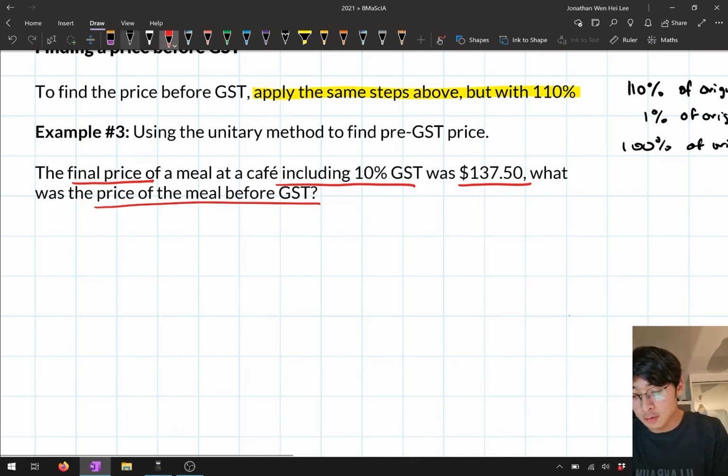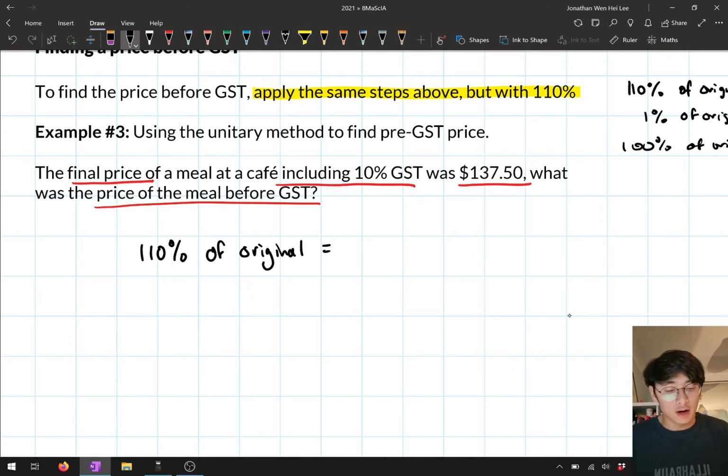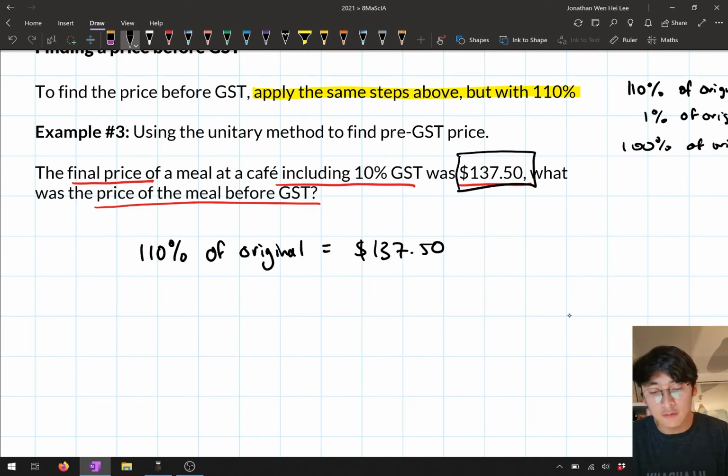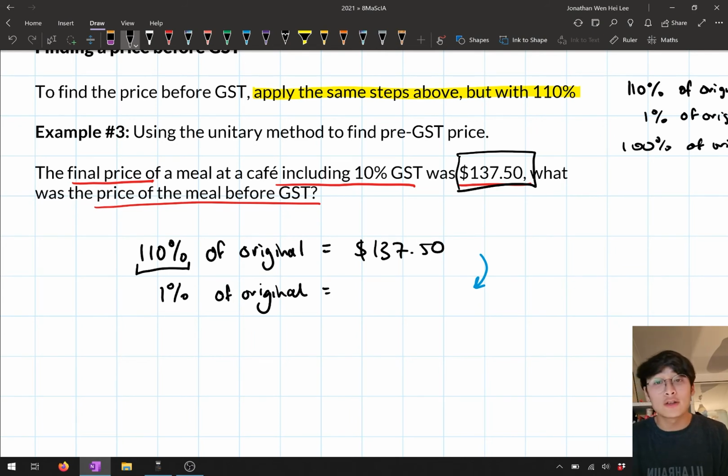So let's go through these steps. So what I'm going to go is 110% of original. 110% of the original price was just this $137.50. Then from there, what I'm going to do is I want to find 1%. So in my next step, I want to find 1% of the original. So if I want to find 1%, all I need to do is divide by 110 so I can get 1. So here I'm going to divide by 110.